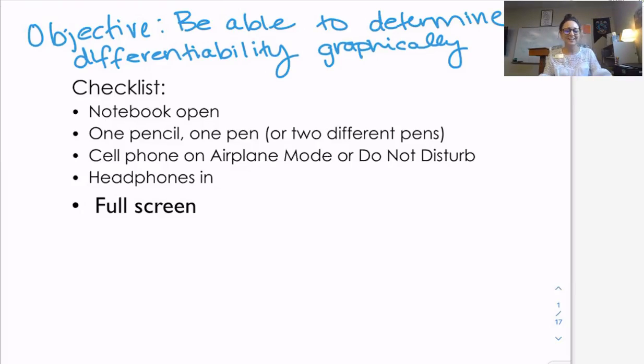Welcome back, Calculus. We are just going to start Unit 2 today. The objective for today is going to be to determine graphically whether a function is differentiable or not at a point. So I'm going to force a pause on your screen. Please double check the checklist, and then we will continue.